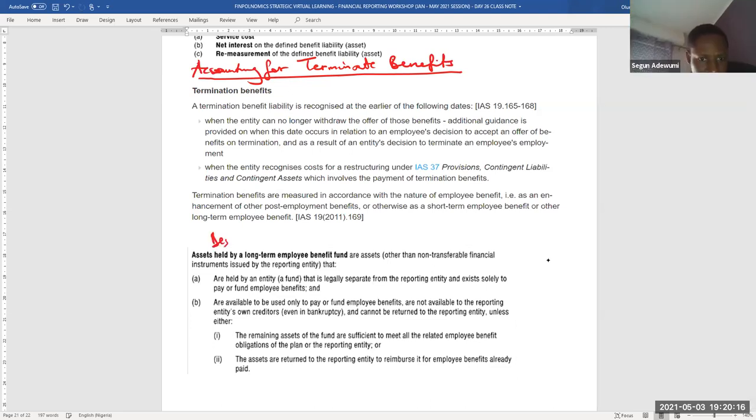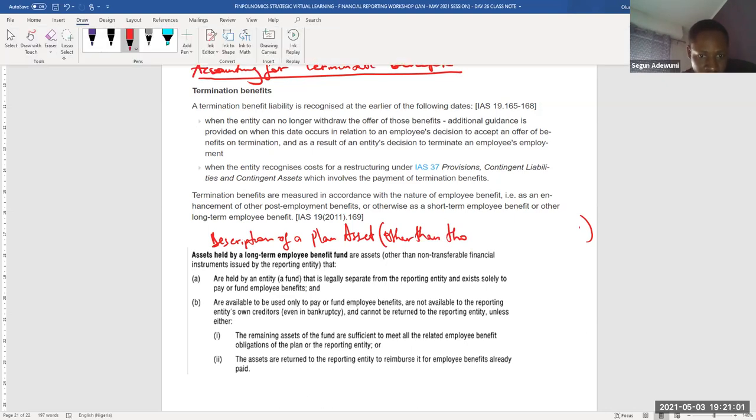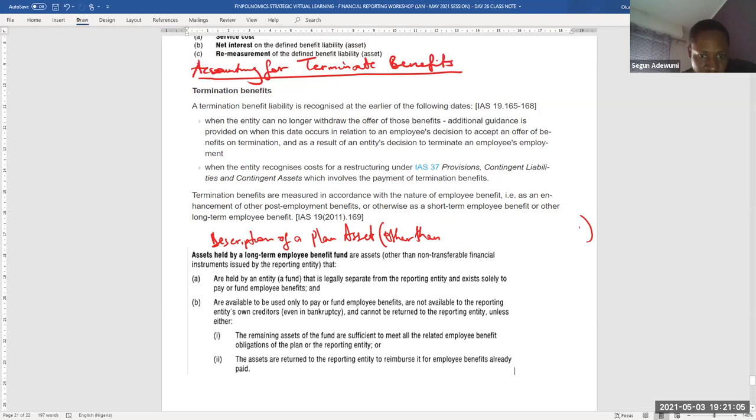Assets held by a long-term employee benefit fund are assets other than non-transferable financial instruments issued by the reporting entity. A, are held by an entity, a fund that is legally separate from the reporting entity and exists solely to pay or fund employee benefits. And B, are available to be used only to pay or fund employee benefits and not available to the reporting entity's own creditors, even in bankruptcy, and cannot be returned to the reporting entity unless either one, the remaining assets of the fund are sufficient to meet all the related employee benefit obligations of the plan or the reporting entity, or two, the assets are returned to the reporting entity to reimburse it for employee benefits already paid. Thank you very much.